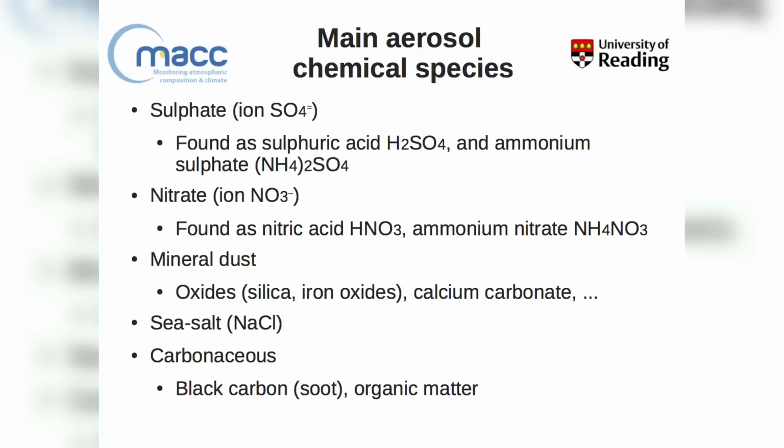Okay, so I just mentioned some of the main aerosol species that we are interested in. Here is a more complete list. First, and certainly historically, the first one that has been included in most global models, at least for climate applications, is sulfate. So that's the SO4 ion. Typically in the atmosphere, it is found as sulfuric acid or ammonium sulfate, depending on its state of oxidation.